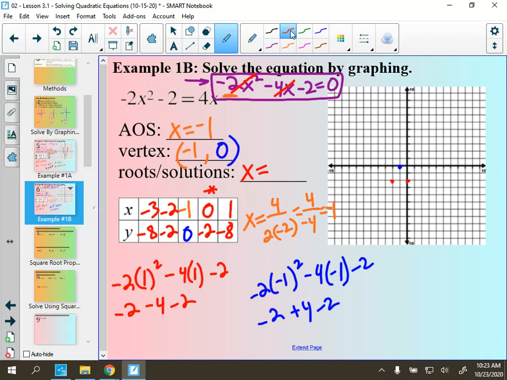So 1, negative 8. Ooh, gotta count it out. 1, 2, 3, 4, 5, 6, 7, 8. And then 2 this way. There we go. So there's my graph.